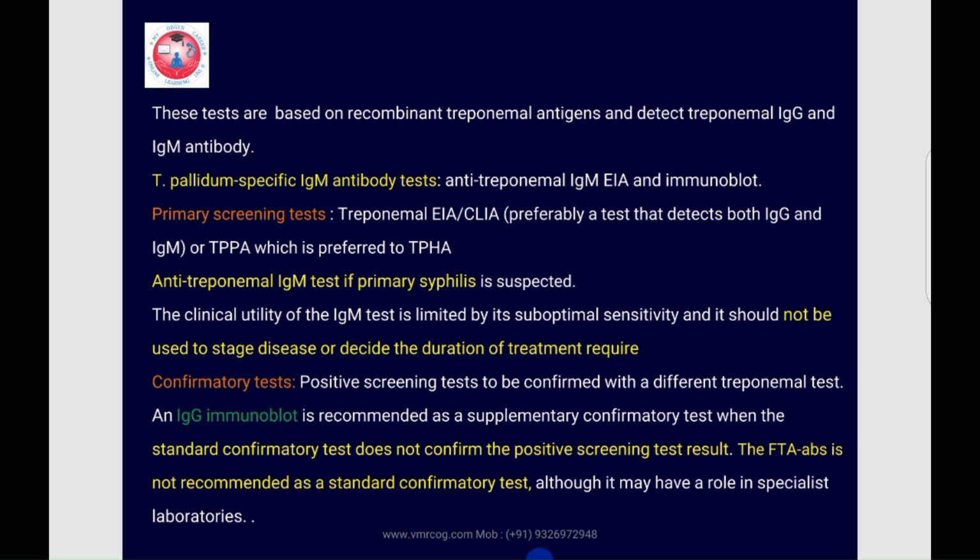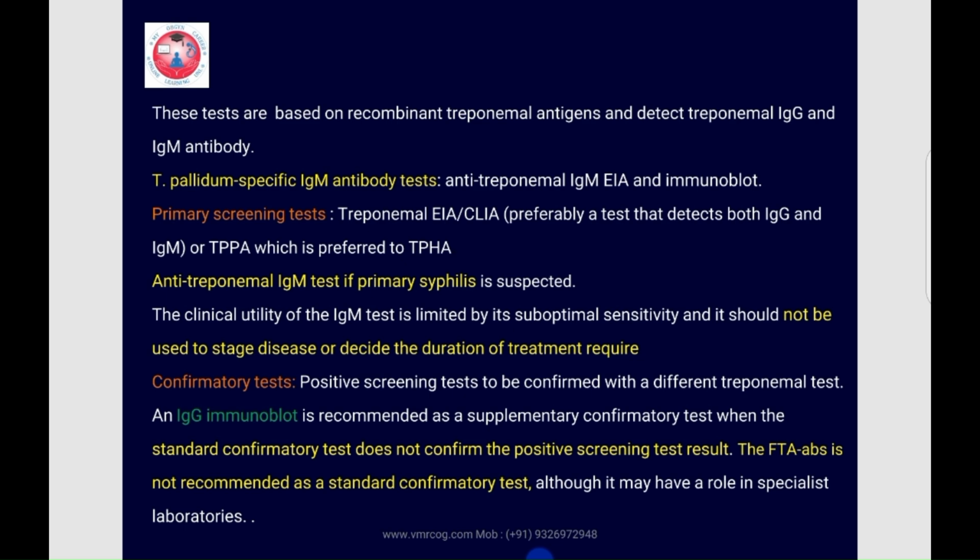Okay, now treponemal EIA or CLIA, preferably a test that detects both IgG and IgM, or TPPA, which is preferred to TPHA. Okay, so in the screening we have four tests: EIA, CLIA, and TPPA and TPHA. Out of TPPA and TPHA, the TPPA will be preferred over the TPHA. Okay, so these are the primary screening tests.